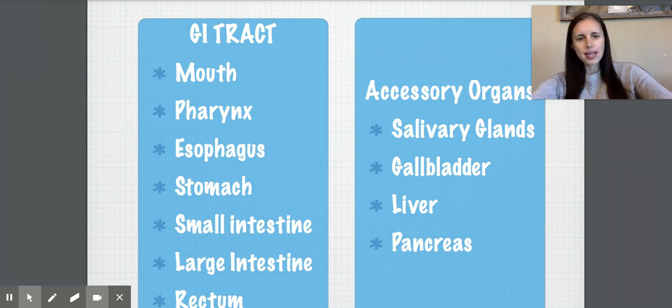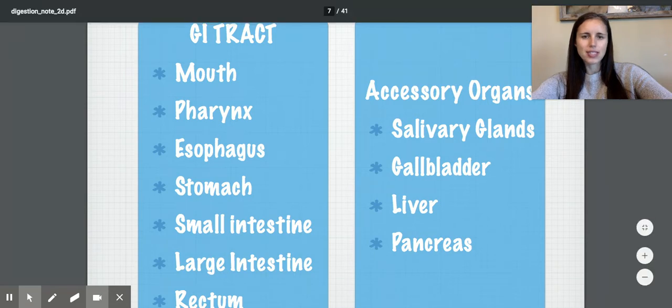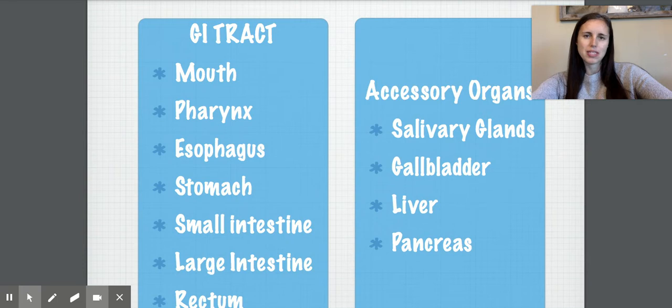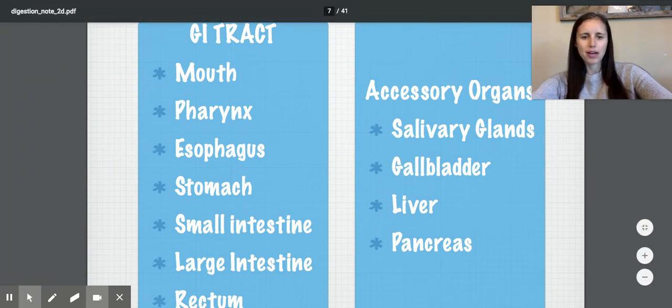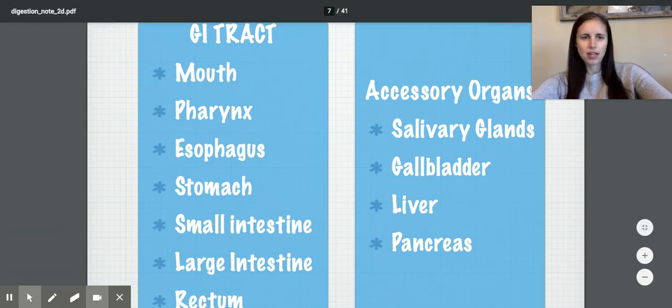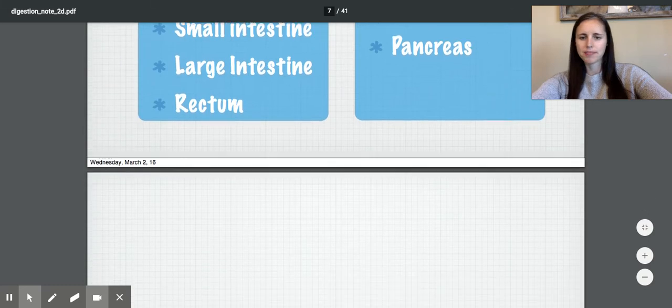We're also going to study accessory organs. Now, it's important to understand that these accessory organs actually aren't part of the GI tract, but they help. That's what the word accessory means: it's a helper organ. So your salivary glands, your gallbladder, your liver, and your pancreas are all considered to be accessory organs. As we take our journey, our ride through the GI tract, we're going to talk about the different accessory organs and how they help each of these areas.